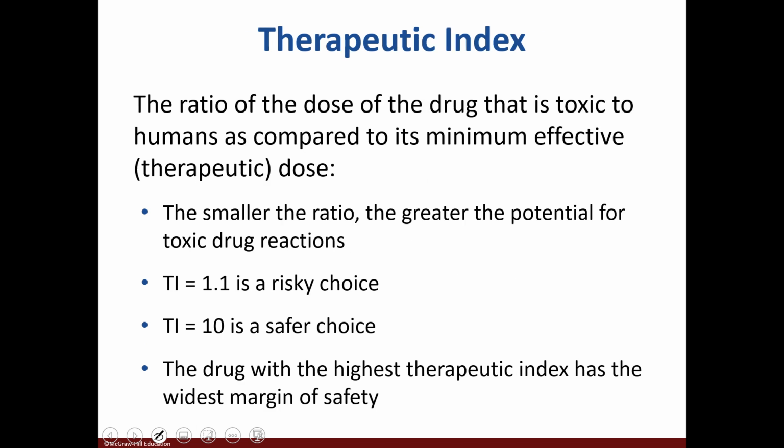The therapeutic index is the ratio of drug that is harmful to us compared to the lowest concentration that is effective. We want a drug that has a high index. The lower the index, or smaller the ratio, the more of a chance there is for a bad reaction.